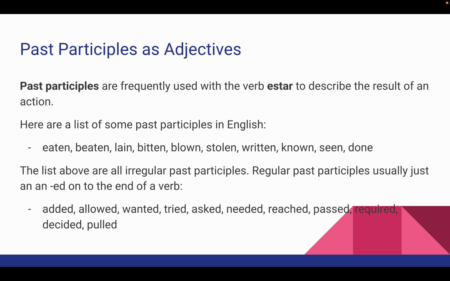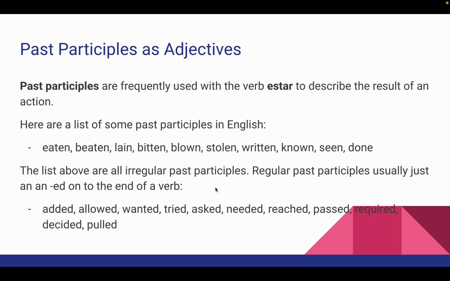So the list above are all irregular past participles in English. Regular past participles usually just add an ed onto the end of the verb. So add becomes added, allow, allowed, want, wanted, try, tried, ask, asked, needed, reached, passed, required, decided, pulled. But I wanted to bring out the irregulars so that you understand that in English, this isn't just the past tense. We're not using it meaning I allowed it to happen. It's the past participle in the sense of you could say it is allowed. It is bitten. Okay, those are the past participles.